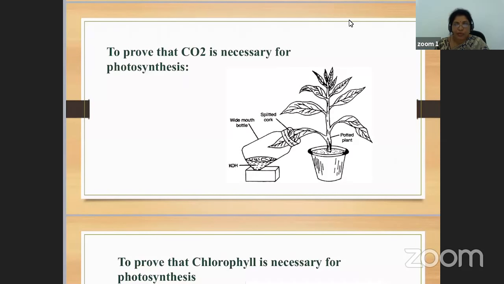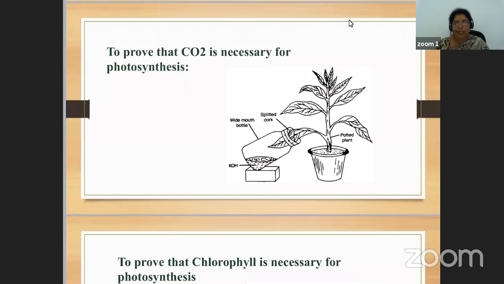In this way, both rhizobium bacteria as well as the leguminous plant are in a symbiotic relationship wherein both are helping each other, both are benefited by each other. The plant is getting nitrogen in usable form and bacteria is getting shelter. This is called symbiotic nutrition, children. Example, rhizobium and leguminous plants.